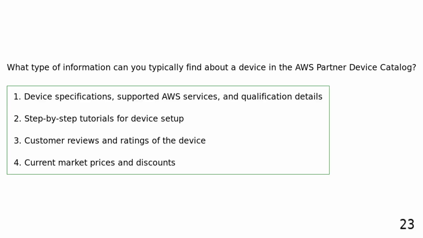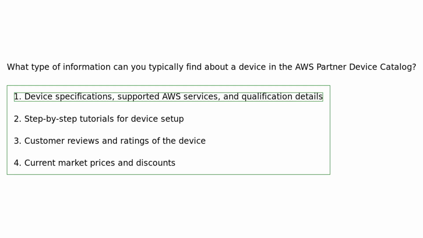What type of information can you typically find about a device in the AWS Partner Device Catalog? Device specifications, supported AWS services, and qualification details. Step-by-step tutorials for device setup. Customer reviews and ratings of the device. Current market prices and discounts. The AWS Partner Device Catalog provides essential information about each listed device, including its specifications, the AWS services it supports, and details about its qualification, helping customers make informed decisions.